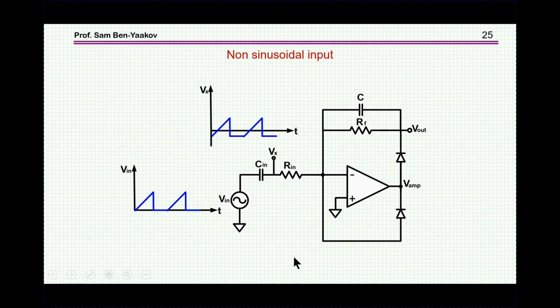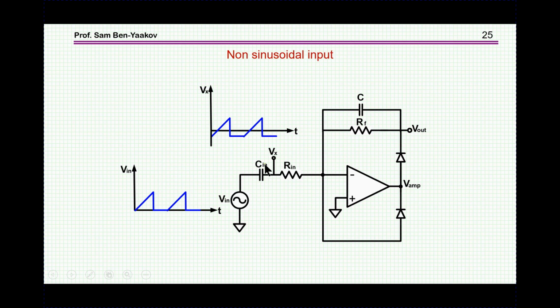Now what about non-sinusoidal waveform? In many applications we would like to avoid the DC. For example, in a multimeter we don't want to feed the DC into the AC signal.